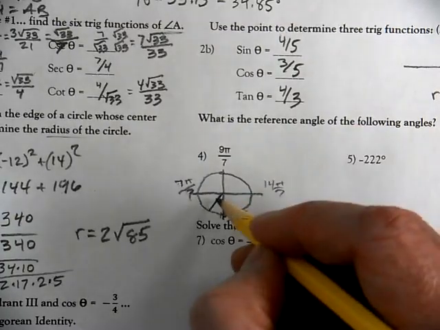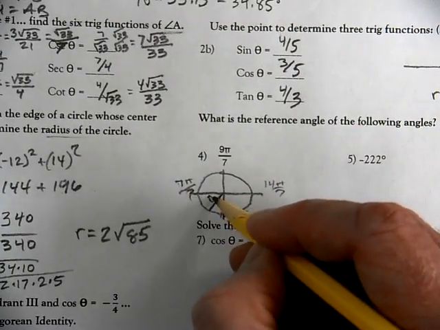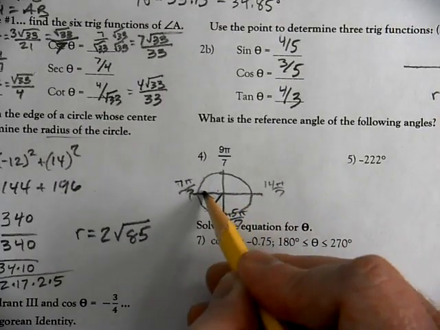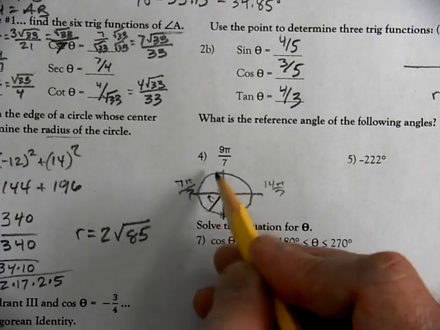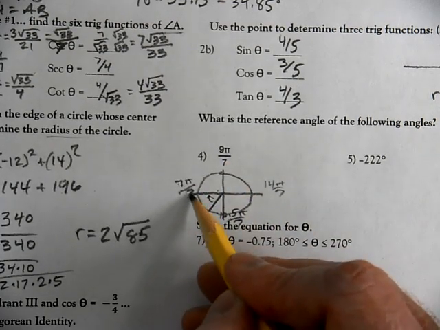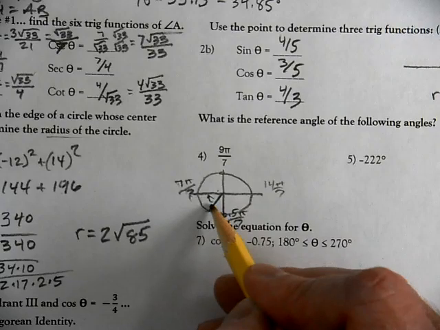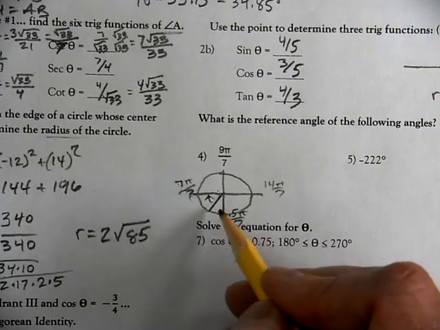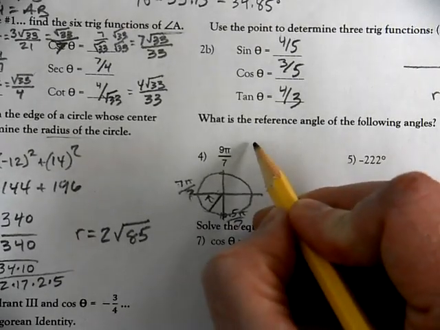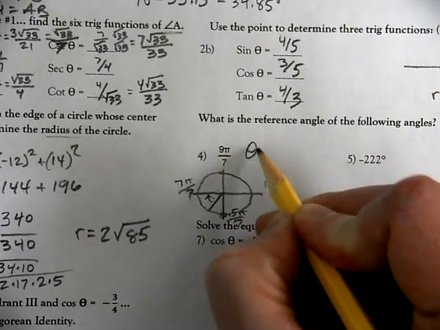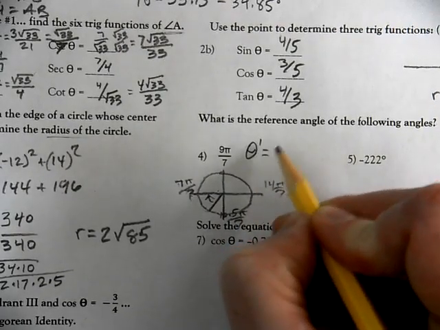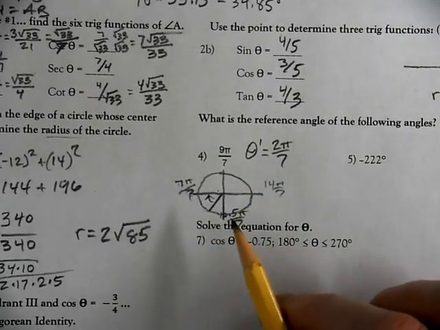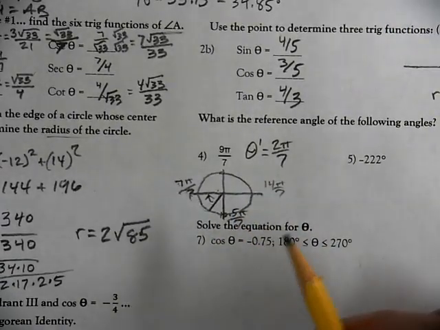All right, so what is our reference angle? We are past pi. Pi is 7 pi over 7. And we went to 9 pi over 7. So we're 2 pi over 7 past it. So the reference angle, theta prime, would be 2 pi over 7. All the drawing was just a visual. It wasn't a requirement.